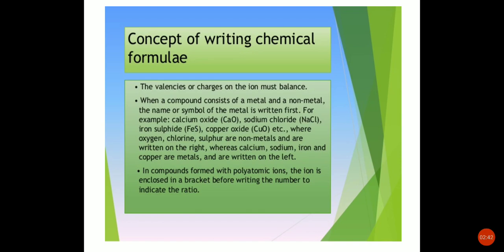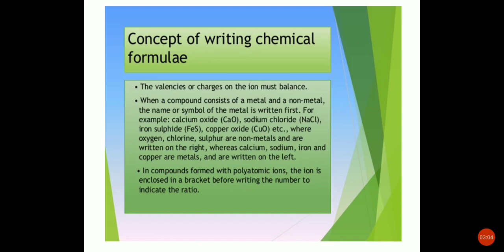In compounds formed with polyatomic ions, the ion is enclosed in a bracket before writing the number to indicate the ratio. That means if there are polyatomic ions, they should be enclosed in a bracket before writing the number to indicate the ratio. If there are polyatomic ions, you have to write these polyatomic ions in a bracket. Clear? Before writing the number to indicate the ratio.